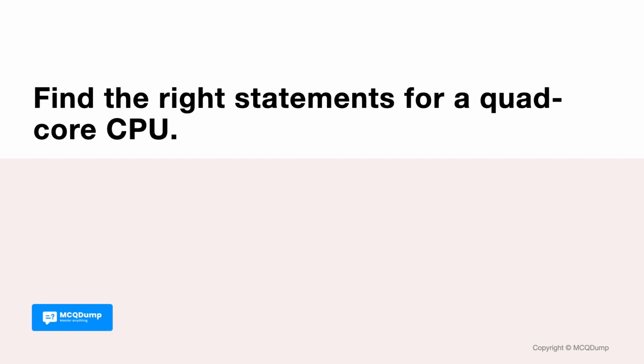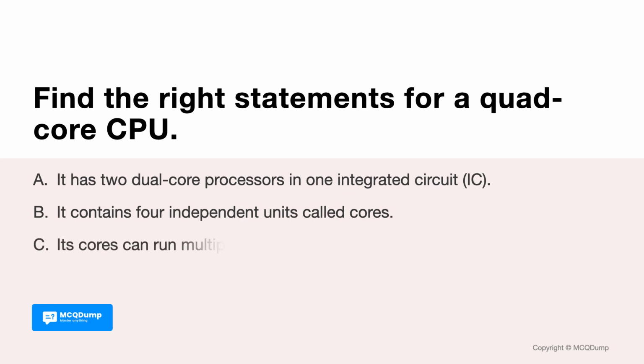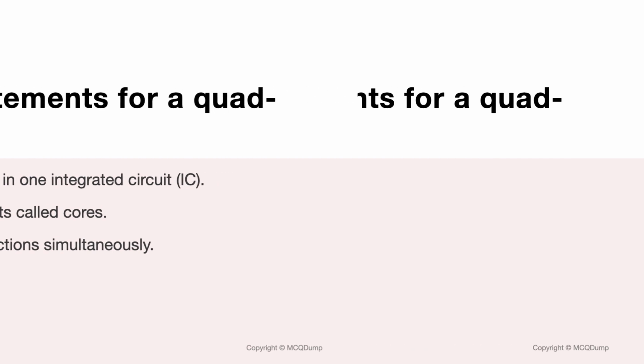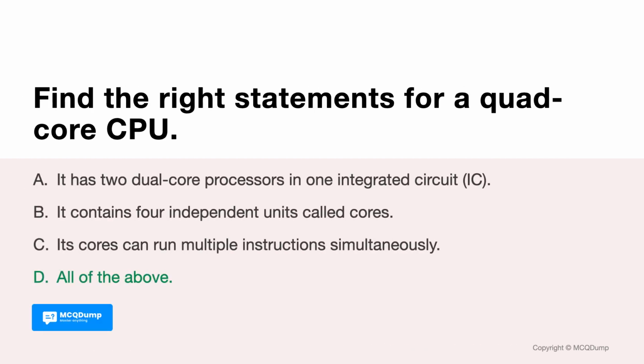Find the right statements for a quad-core CPU. Options are: A. It has 2 dual-core processors in one integrated circuit, IC. B. It contains 4 independent units called cores. C. Its cores can run multiple instructions simultaneously. And D. All of the above. Answer is D. All of the above.